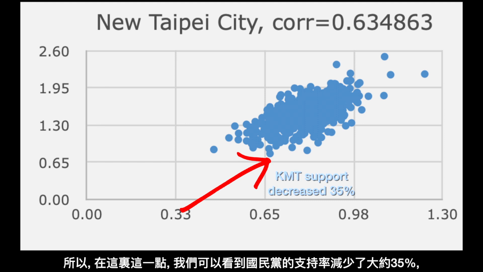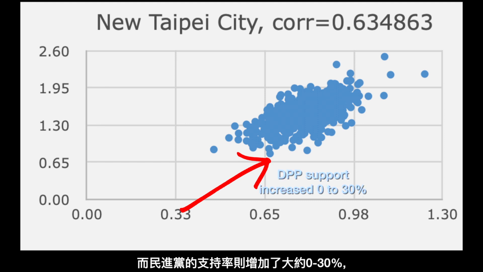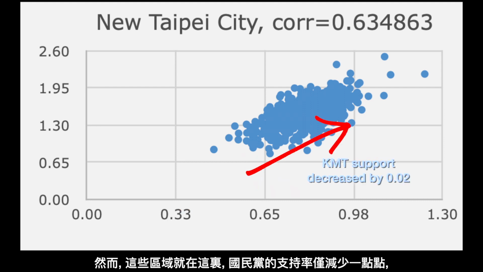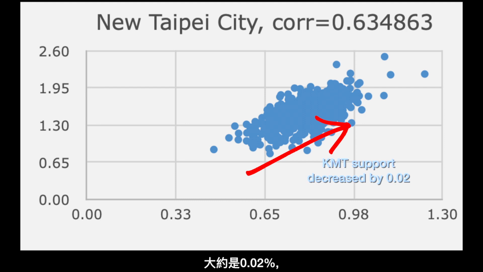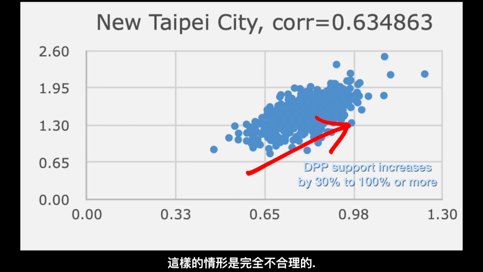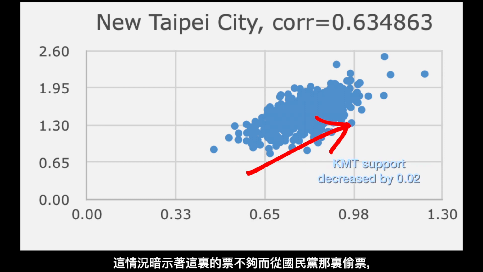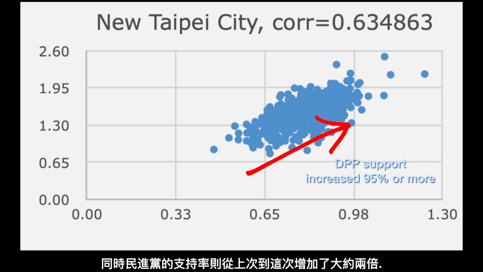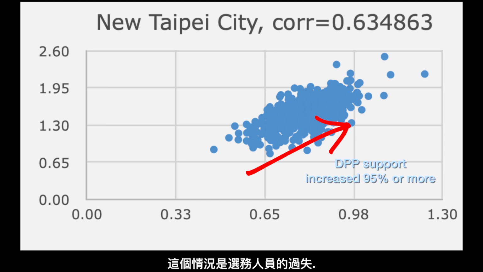So at this point right here, we can see KMT support decreasing by about 35%, while DPP support increases by about 0 to 30%. However, in these areas right here, KMT support decreased by only a little bit, by about 0.02%, while DPP support increased by 30 to 100% or more. This is totally not reasonable. This suggests that not enough ballots were stolen here for the KMT, while the DPP support rate increased by about double from last time. This is negligence from the election staff.